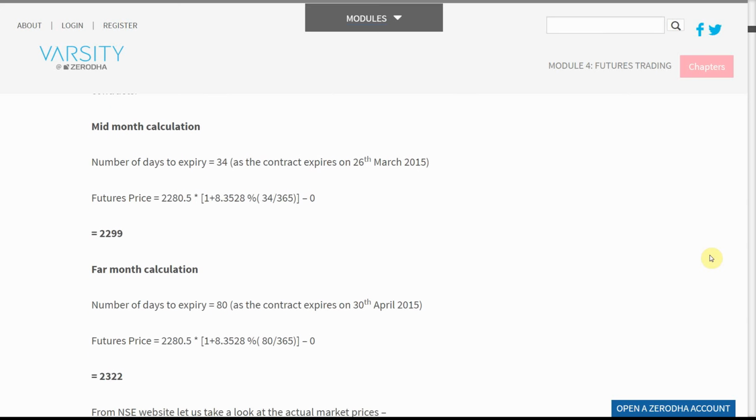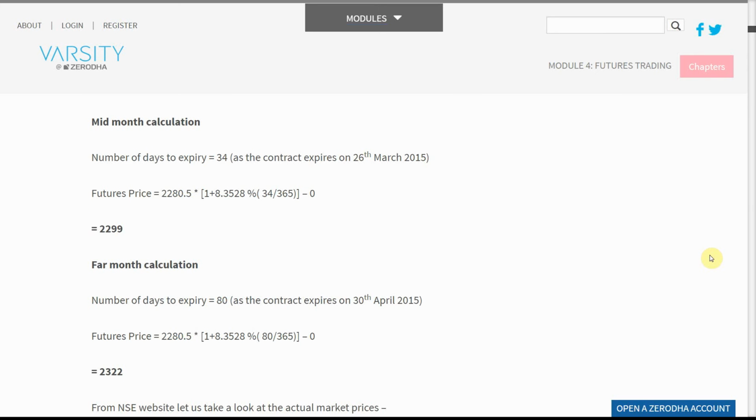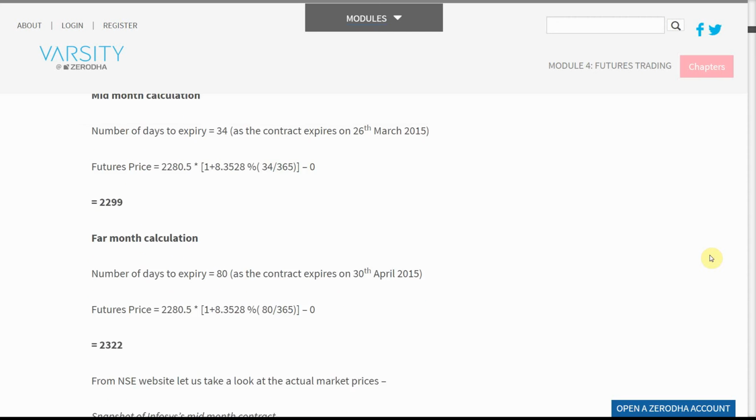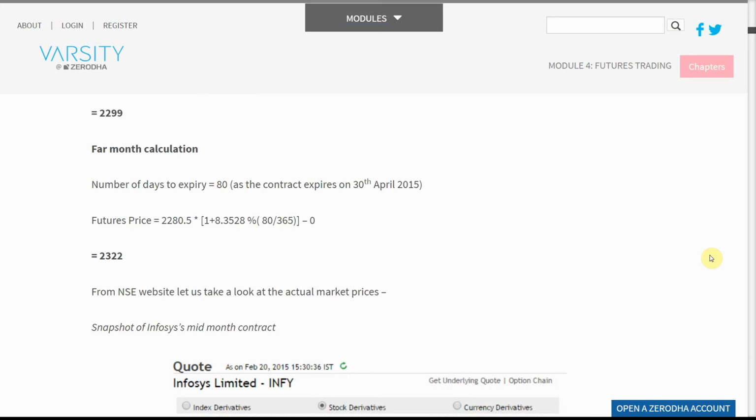Mid-month calculation. Number of days to expiry equals 34, as the contract expires on the 26th of March 2015. Futures price equals 2,280.5 * (1 + 8.3528% * 34/365 - 0) equals 2,299. Far month calculation. Number of days to expiry equals 80, as the contract expires on the 30th of April 2015. Futures price equals 2,280.5 * (1 + 8.3528% * 80/365 - 0) equals 2,322.